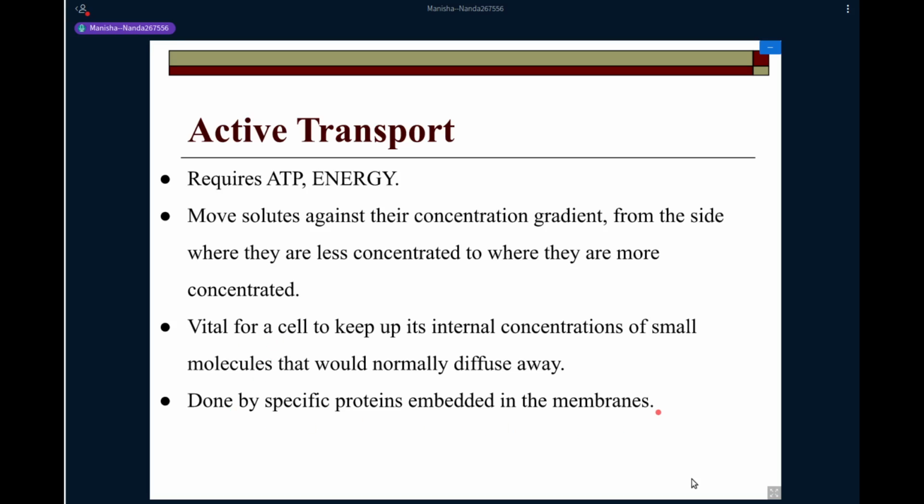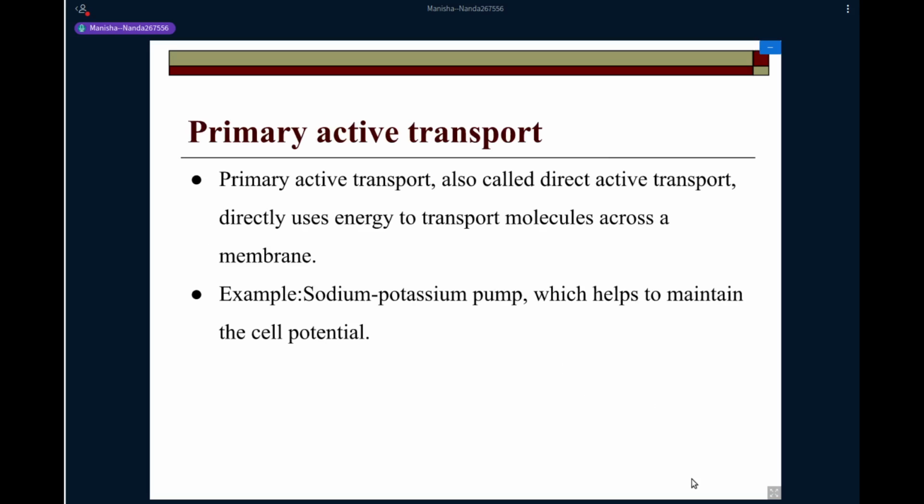Again, this is done by specific proteins which are embedded in the membrane. Any specialized transport of large molecules and polar molecules always moves through these embedded transmembrane proteins. This you should remember. Then active transport is categorized into two types. One is primary active transport and the other is secondary active transport. We'll take up both these types of transport one by one.